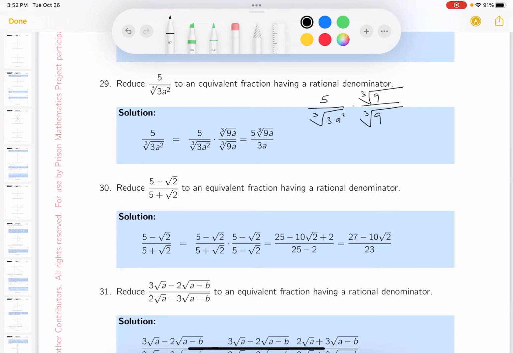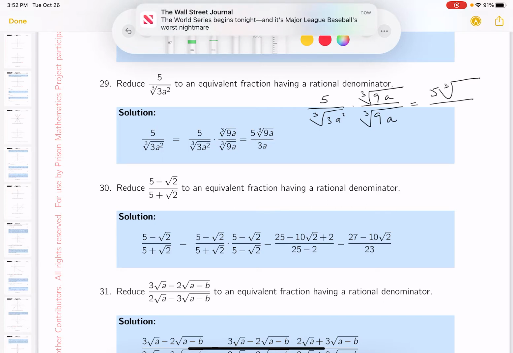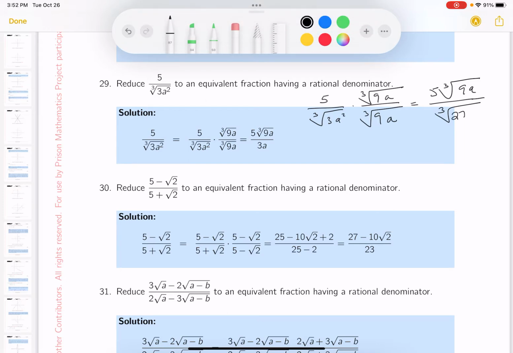Now a squared, to make it a perfect cube, would be just an a. So what do you get there? Well, let's write that down for you. You get 5 cube root of 9a. And on bottom, what do you get? You get the cube root of 3 times 9 is 27, and a squared times a is a cubed. All right, let's write that down now. So it's 5 cube root of 9a, and on bottom you get 3a. This is the answer that's listed right over here.